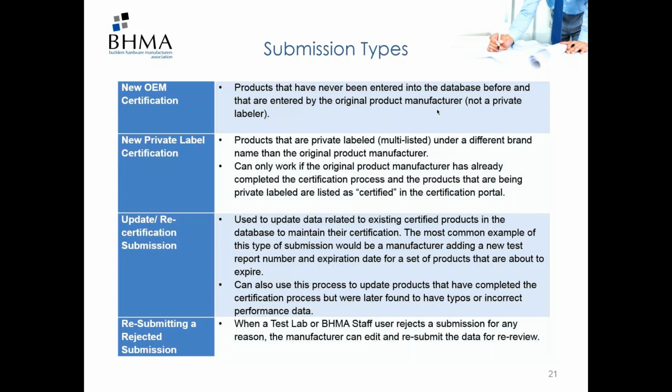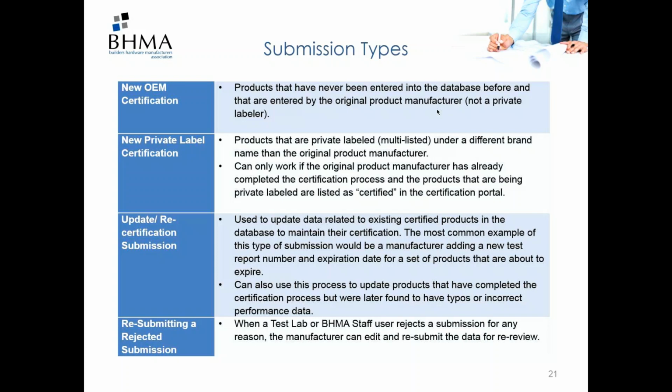The next type that we have is a private label certification. This includes products that are private labeled, or as you may know better, multi-listed. So it's under a different brand name than the company that actually manufactures the product. And this type of certification submission can only work if the OEM, or the original product manufacturer, has already fully gone through the certification process through this new database, and the products that are being private labeled are active and listed as certified in this portal.